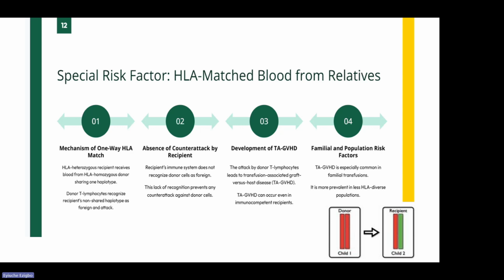This can occur even in immunocompetent recipients, that is, patients that are normal in all aspects. They can mount an immune response, they are not immunosuppressed, but because of this one-way HLA match, transfusion-associated graft versus host disease can also occur in them.